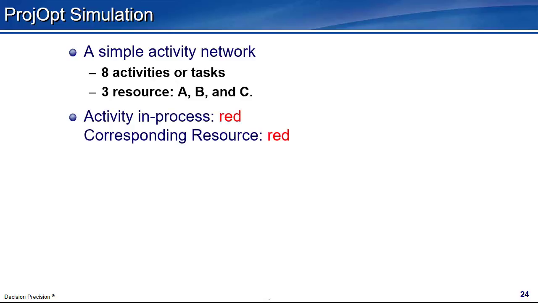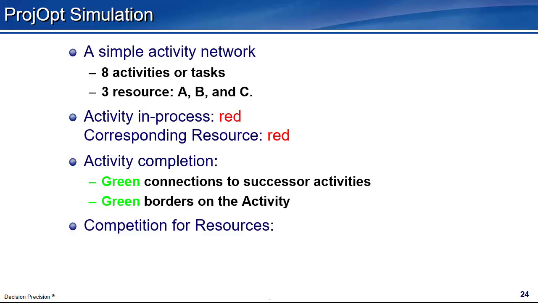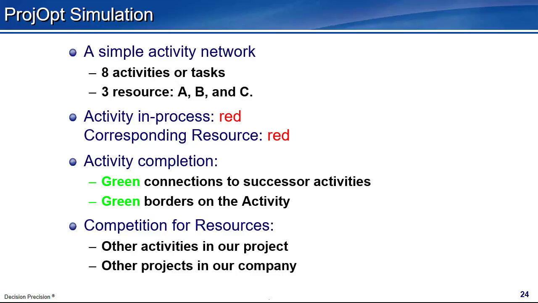Red outlines indicate activities in process. Their corresponding resources also have red borders. Upon completion, connections to successor activities become thick green lines. Activity borders turn green. There's competition for resources from three sources: other activities in our project, other projects in our company, and jobs performed for other companies.